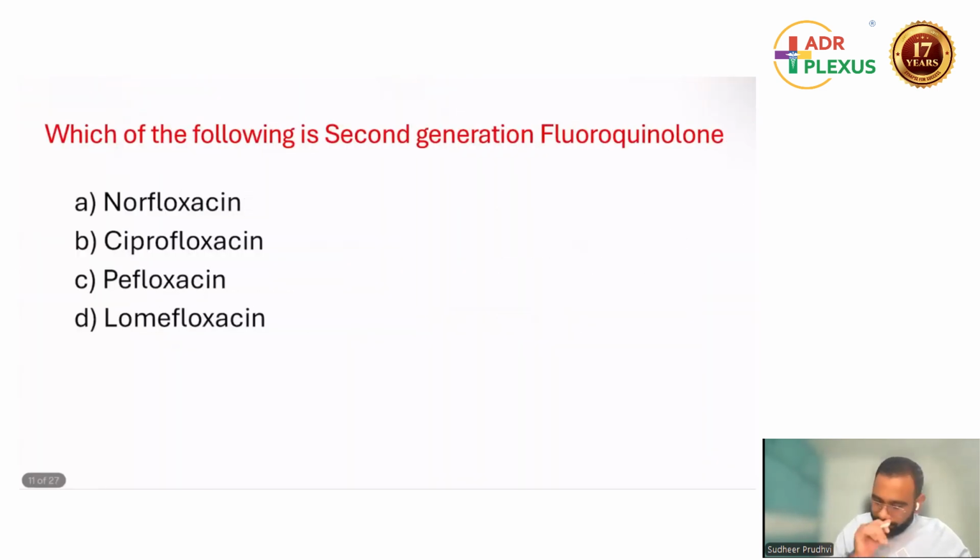Now come to the next one. Which of the following is a second generation fluoroquinolone? Fluoroquinolones typically have five generations, but in short, we can easily divide them into first generation and second generation. First generation includes ciprofloxacin, norfloxacin and pefloxacin, and along with these three, ofloxacin also.